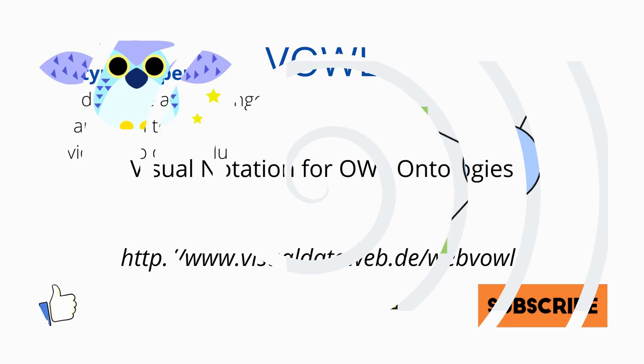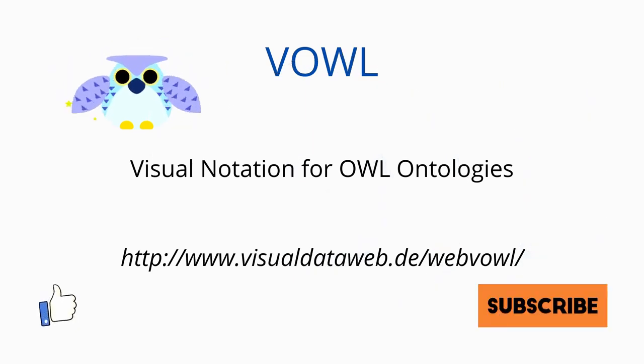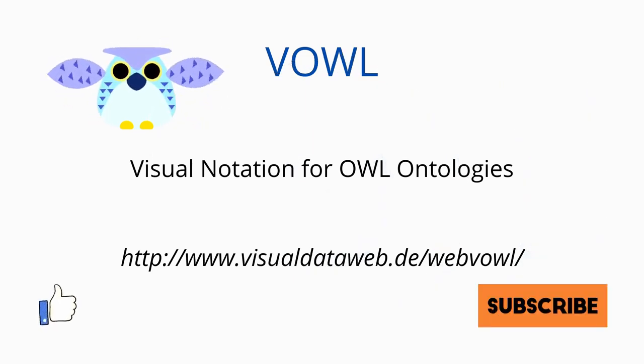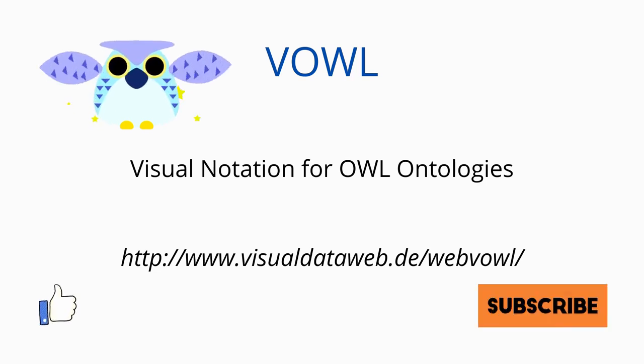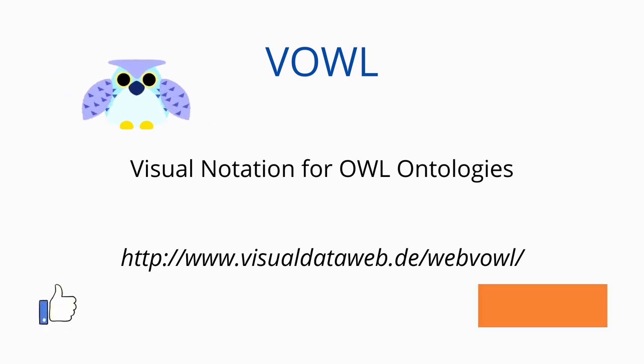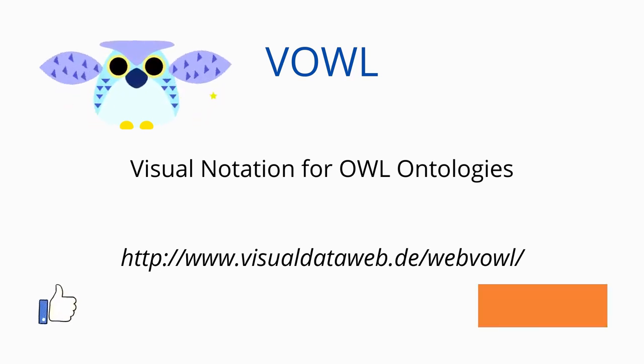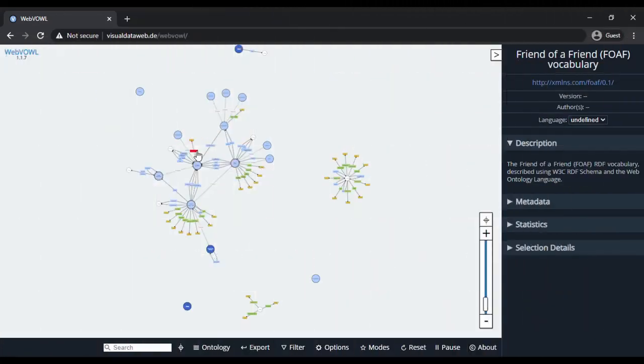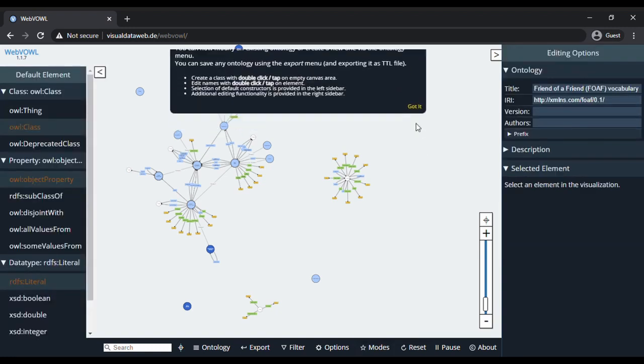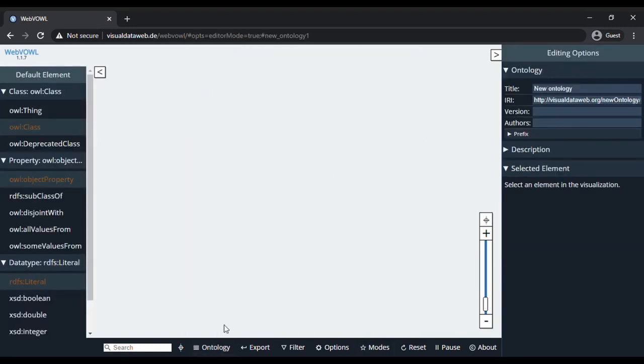Okay, since we have a basic idea about OWL, let's try visualizing it in the online visualization tool VOWL. I've added a link to the VOWL online editor in the description below for you to check it out. Let's start. So we are in the visualization page. We go to modes, editing, ontology, create new ontology.